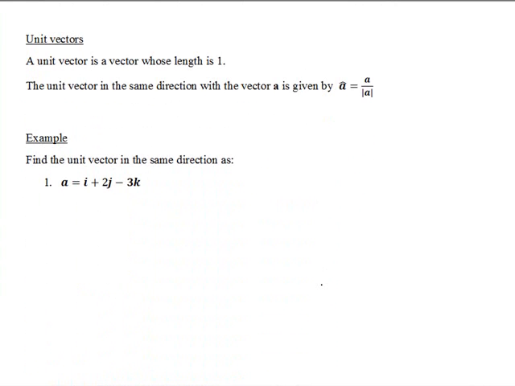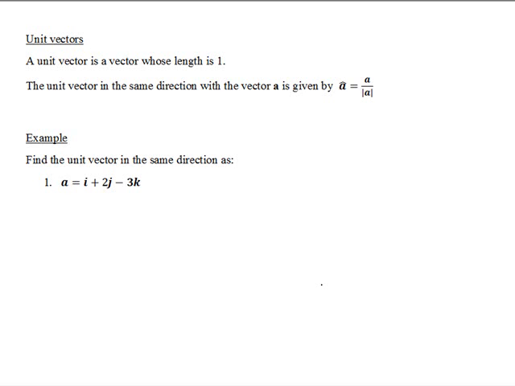Unit vectors. A unit vector is a vector whose length is 1. So all of these standard basis vectors have length 1. They are also called unit vectors. Now you need to be able to calculate the unit vector in the same direction as a vector. So if I give you one vector and I ask you what is the unit vector in the same direction, which unit vector is parallel to this vector? This is the formula. It's given by the vector itself, A divided by its length.